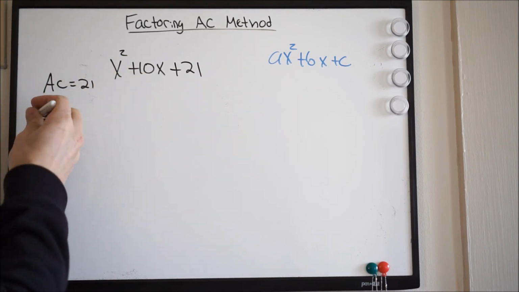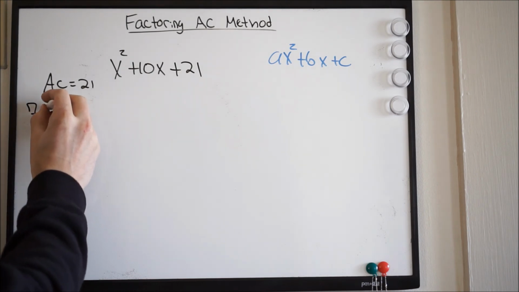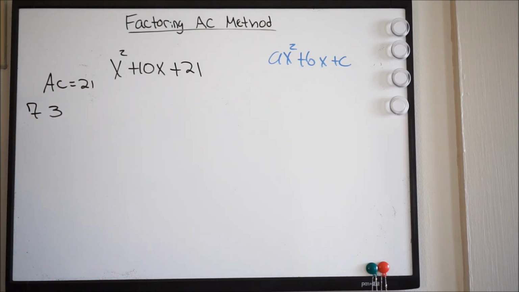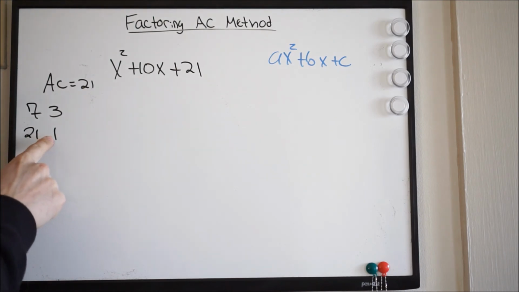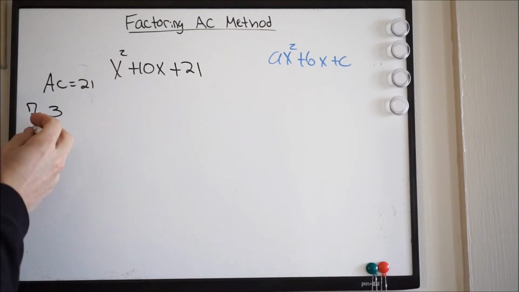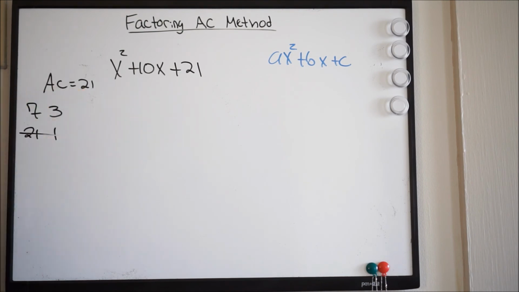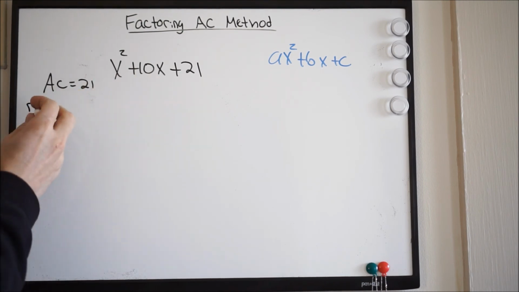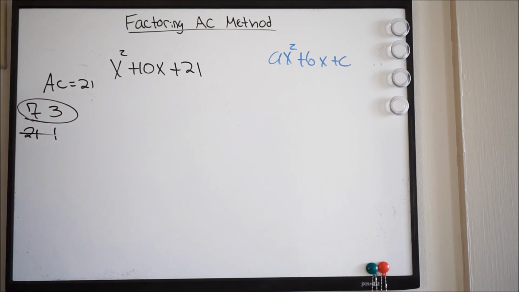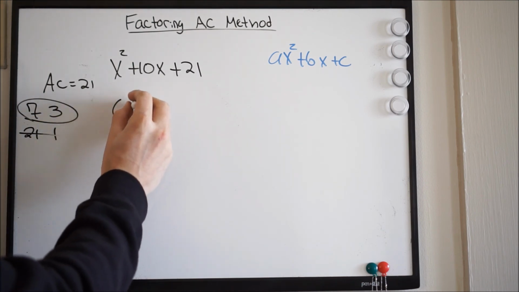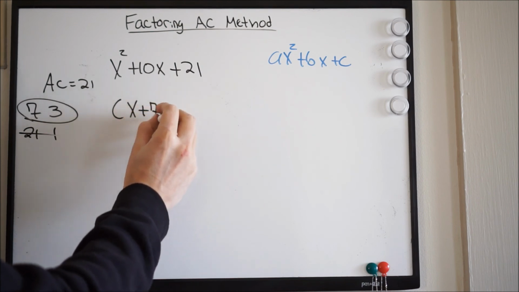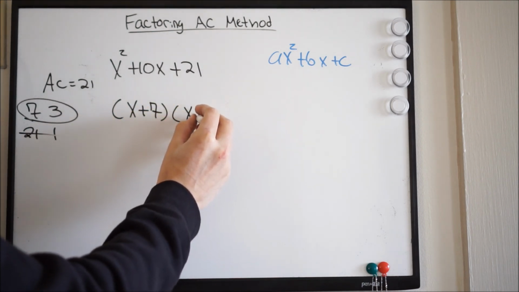So we can write out these numbers again. When we're first starting out doing this method, we can make a list of numbers. So 7 times 3 is 21. 21 times 1 is 21. So we'll stop here. If we look at these, 21 times 1 is in fact 21, but 21 plus 1 is not 10. So that set is no good. How about here? 7 times 3 is 21, and 7 plus 3 is 10. Well, this is what we're looking for. So when we put this in factored form, we can simply write x plus 7 and x plus 3.